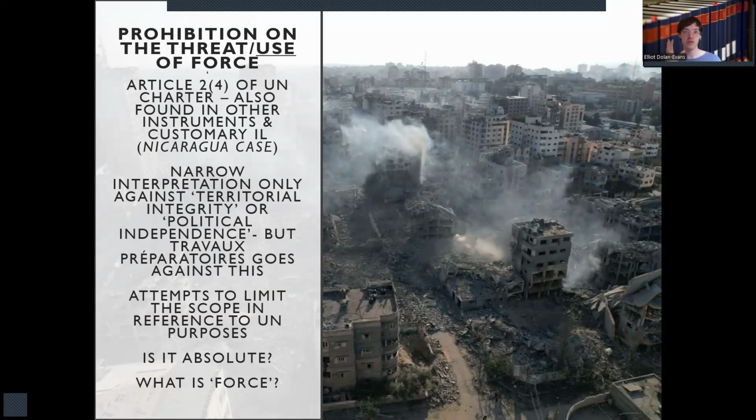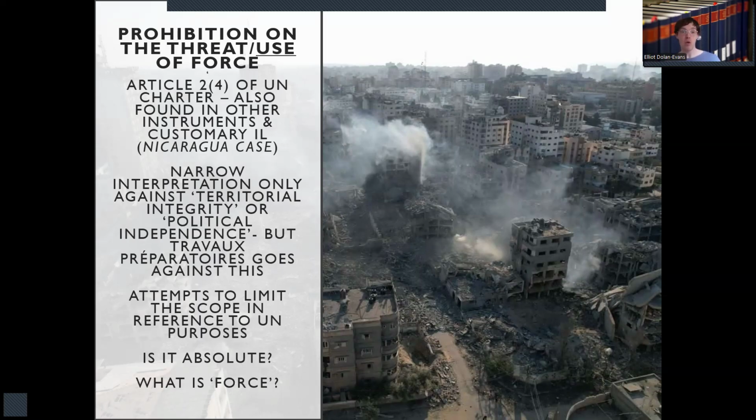So even though some scholars and theorists do try to read this very narrowly as just prohibiting use of force against territorial integrity and political independence, having a look at the Travaux Préparatoires, it actually demonstrates that the drafters had in their mind that they weren't trying to limit this, but they wanted to put particular emphasis on this point.